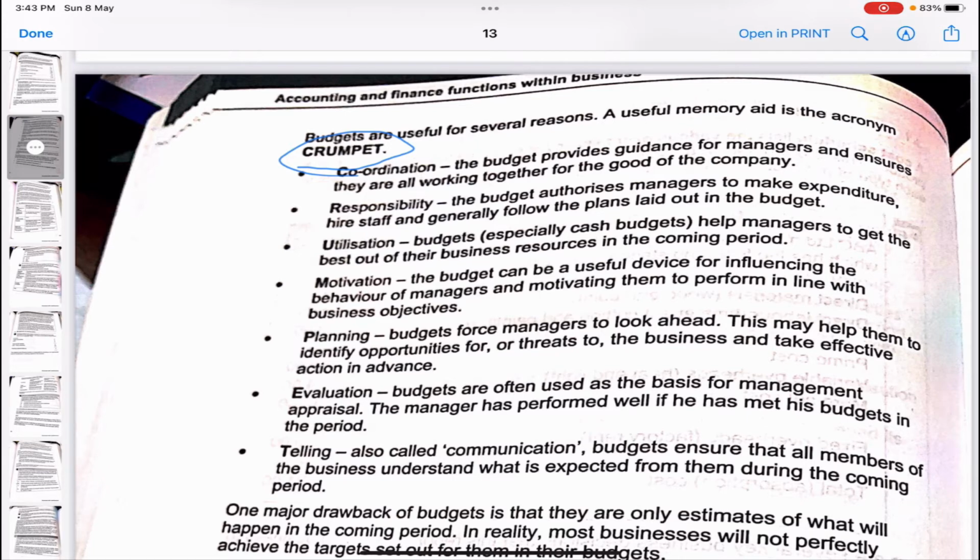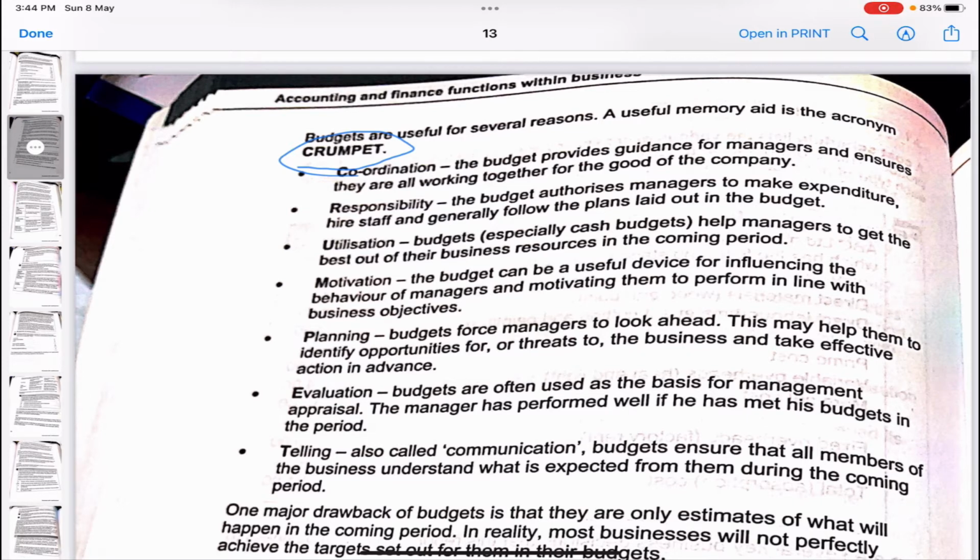So let's see what comes under budget. Coordination. So the budget provides guidance for the managers and ensures that they are all working together for the good of the company. Then we have responsibility. So the budget authorizes managers to make expenditure, hire staff, generally follow the plans laid out in the budget. Then we have utilization. So budgets, especially cash budgets, help the managers to get the best out of their business resources. So it is utilization of the resources.